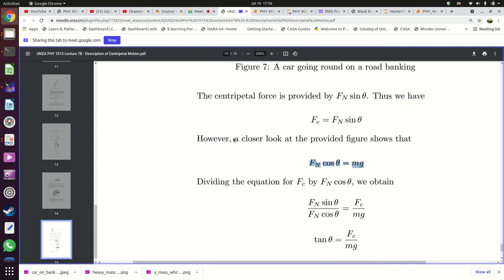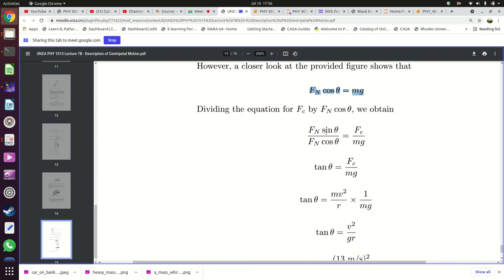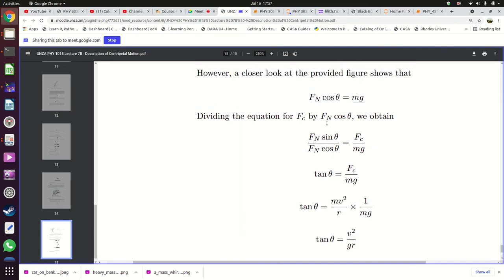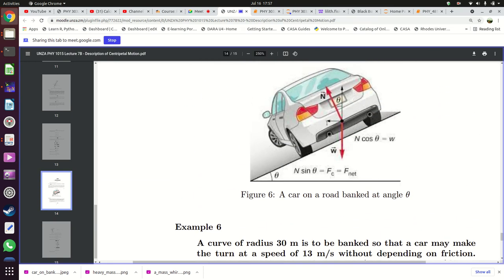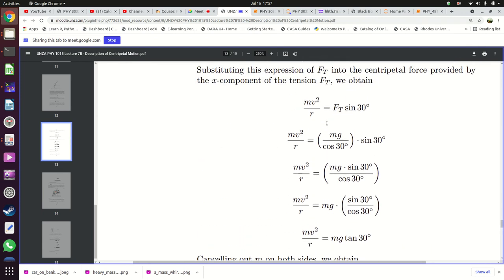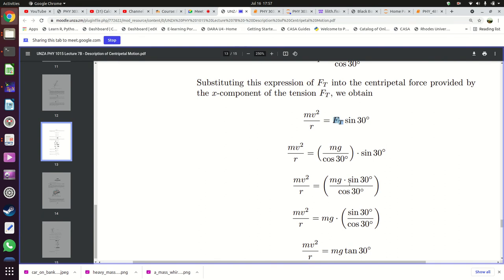Now I think I prematurely did this division thing. It's okay, but it's not the best way to do things, because what I was supposed to do is create an expression for the normal force Fn. Fn is equal to mg divided by cos theta. Then I substitute the Fn here. After substituting the Fn, I would end up with an expression similar to what I had here, something which looks like this.